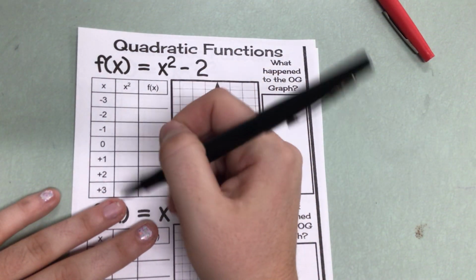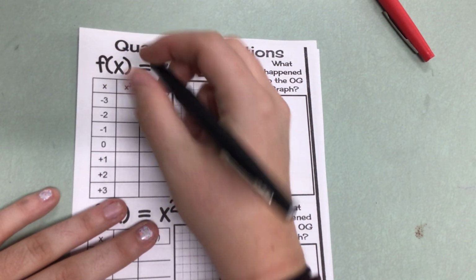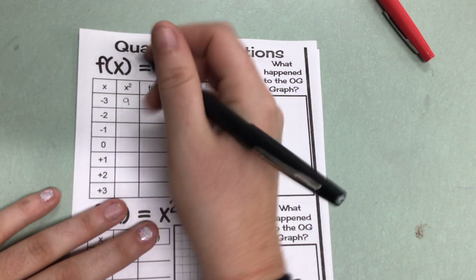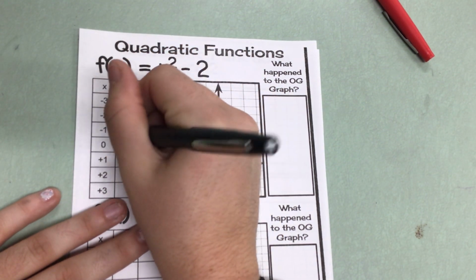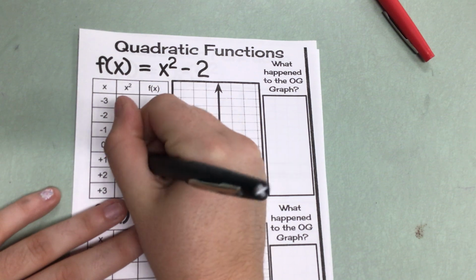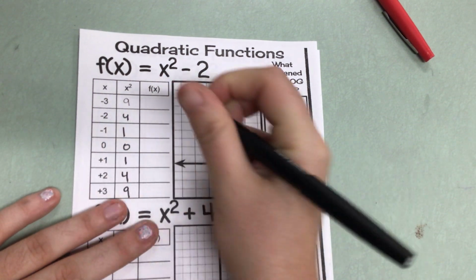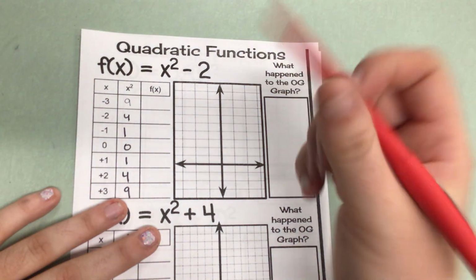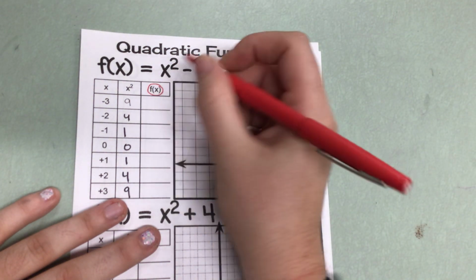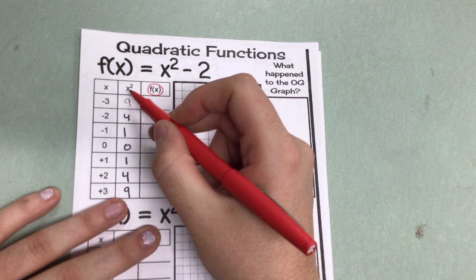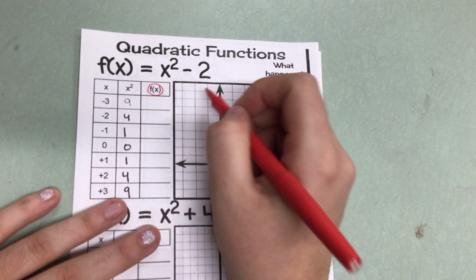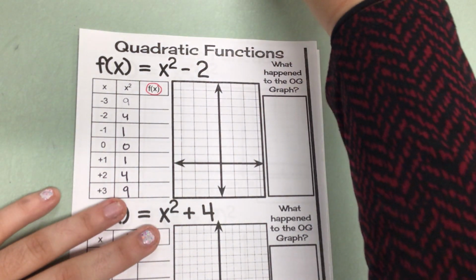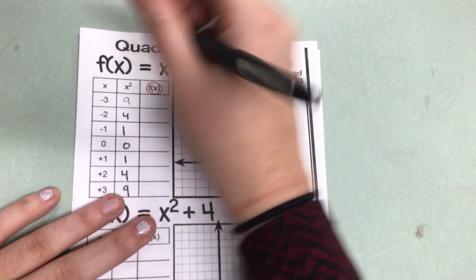So our original function, just like we did in class: -3 squared is 9, -2 squared is 4, -1 squared is 1, 0, 1, 4, 9. I got these numbers just by squaring them. But if I want to do the f of x function, I'm going to take x squared, these numbers, and I'm going to subtract 2. Before I do that, let me put in my OG, my original.